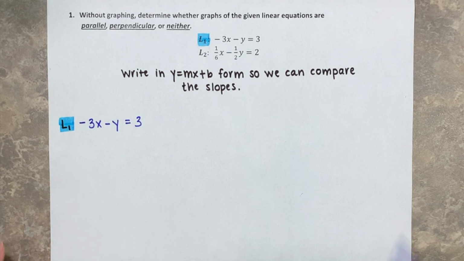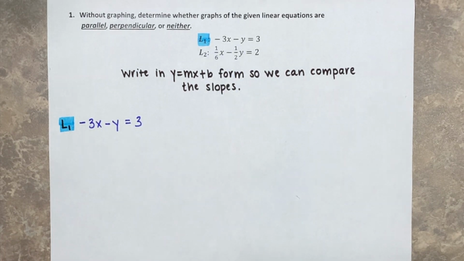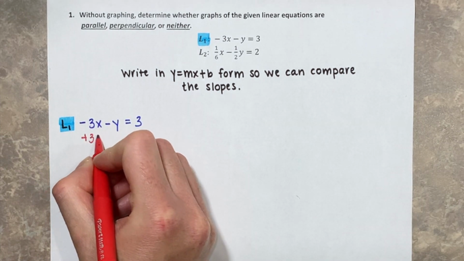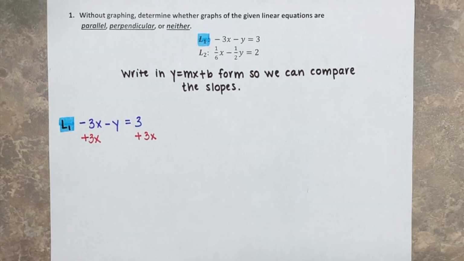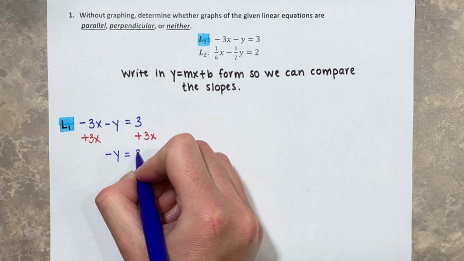So I've started by copying down line 1. Now let's rewrite this in y equals mx plus b form by isolating y. To isolate y, let's start by adding 3x. That will leave us with -y is equal to 3x plus 3.